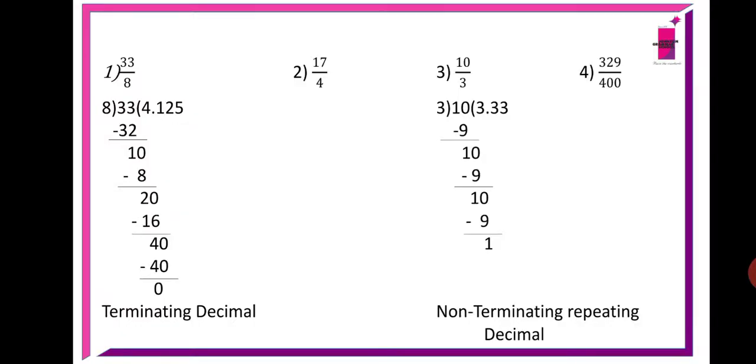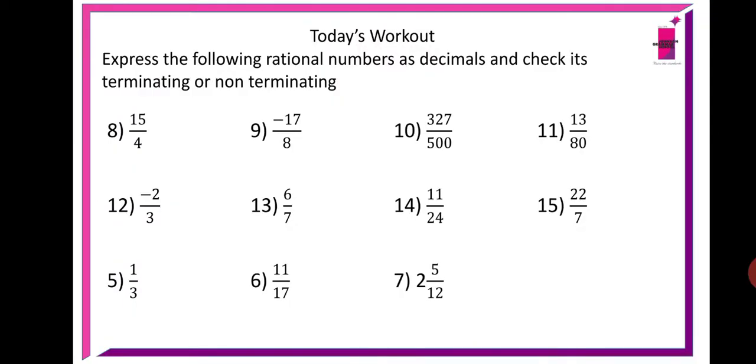You can see these are examples of rational numbers, converting to terminating decimals and non-terminating and repeating decimals. You can see here 33 by 8 is a terminating decimal and 17 by 4 will be a terminating decimal, 10 by 3 is non-terminating, 329 by 400 will be a terminating decimal. So, you can check it down with these questions, whether they are terminating or non-terminating or recurring decimals. You can check with the examples.